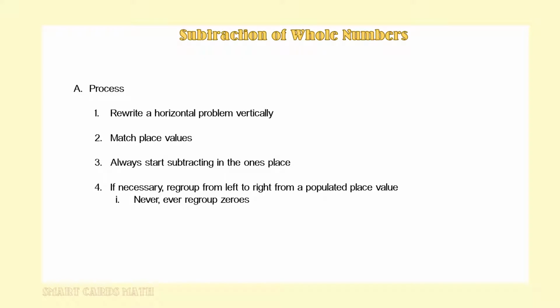Here's the process for subtracting whole numbers. We always rewrite a horizontal problem vertically, and this is to allow us to match the place values. We only subtract hundreds with hundreds, tens with tens, thousands with thousands. We always want to start subtracting in the ones place, and if necessary, we want to regroup or borrow from left to right from a populated place value, and we never, ever, ever regroup zeros, which we'll see much more about later.